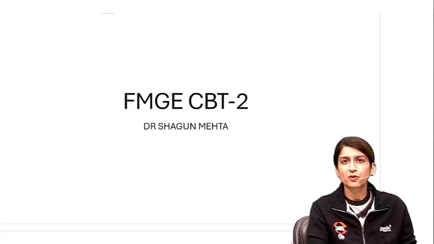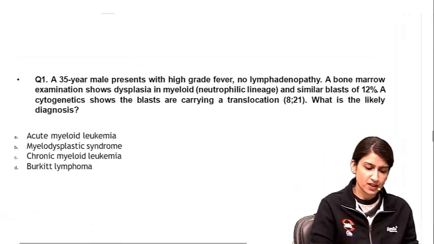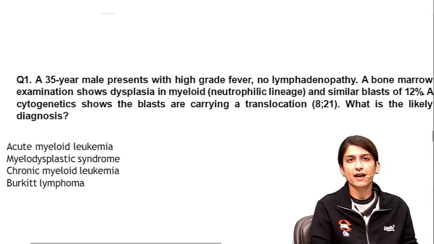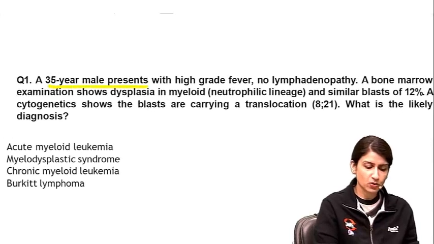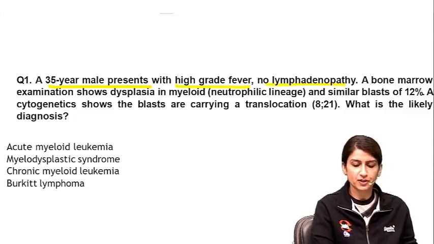So now we are going to discuss your CBT-2 pathology questions. So let us start. So the first question that was asked from me was that I have a 35-year-old male presenting with high-grade fever, no lymphadenopathy.